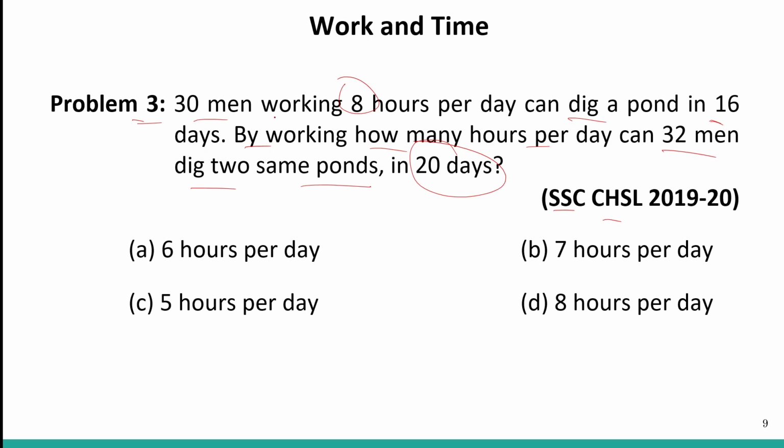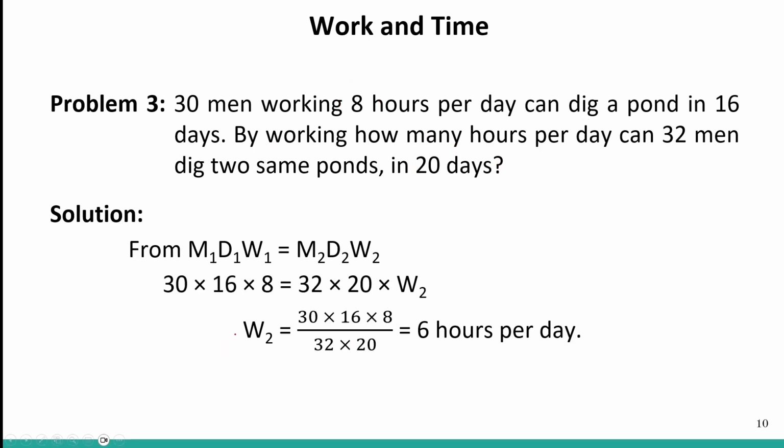Okay, so 30 men were working 8 hours per day. So what will be their combined work rate? So their combined work rate is equal to, it will be 1 by 16. Okay, or we can also use this equation.